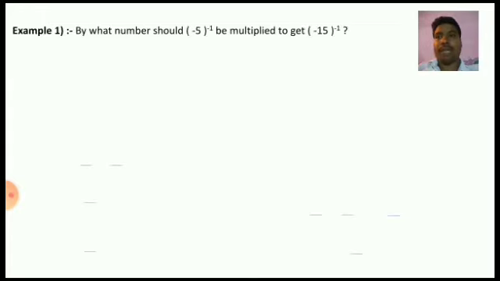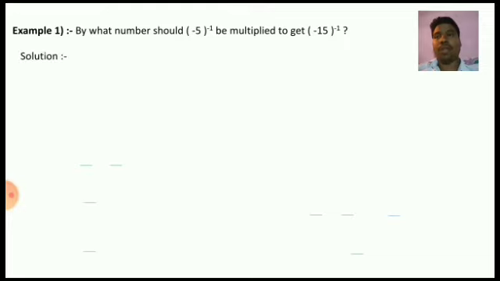The next example is: by what number should (-5) raised to minus 1 be multiplied to get (-15) raised to minus 1? What number should be multiplied to (-5) raised to minus 1 to get (-15) raised to minus 1? We have to solve this example.